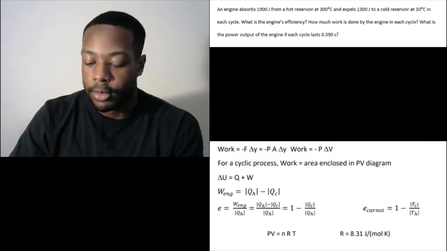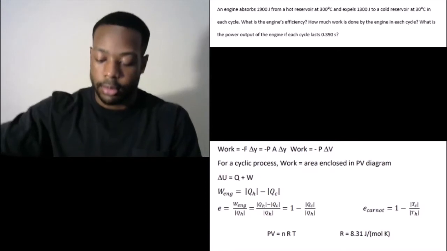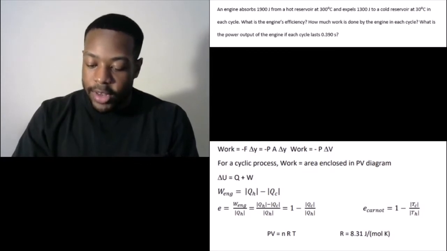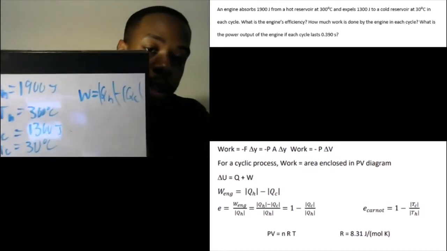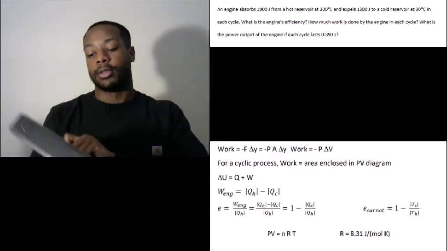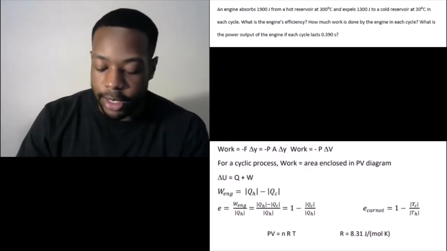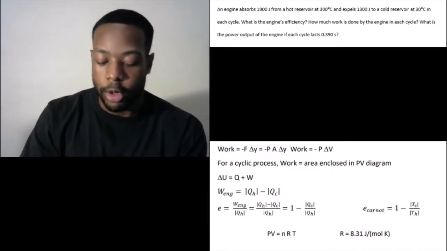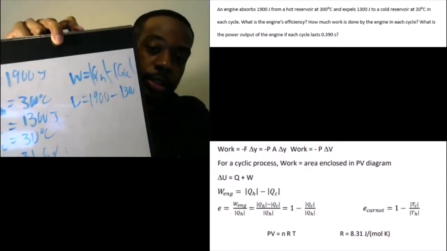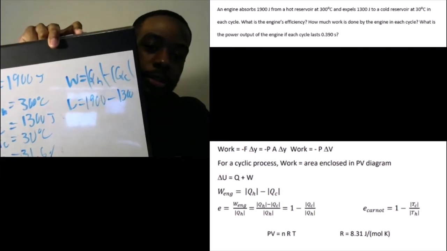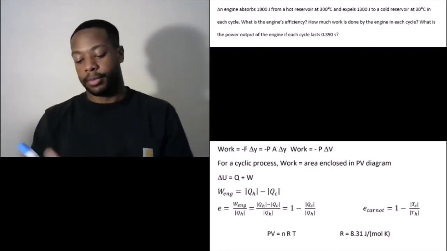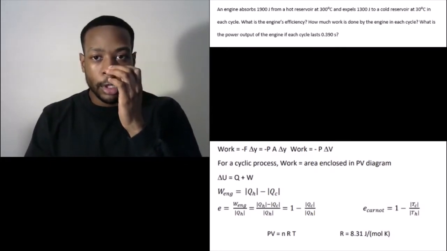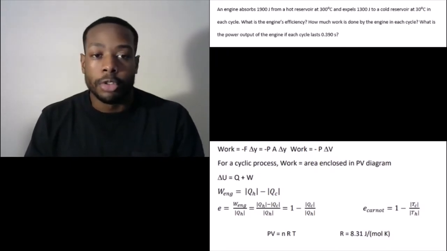So take your time. You may settle on something else, but I'll settle on this. The work equals QH minus QC. Of course, we already know that QH is 1900 and QC is 1300. So work should be 600, right? 1900 minus 1300 is going to be 600. So 600 joules of work is done by the engine each cycle.